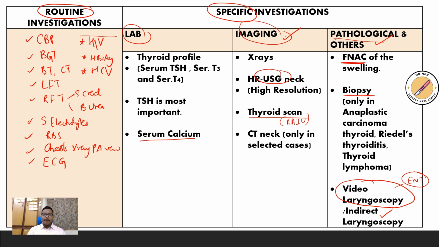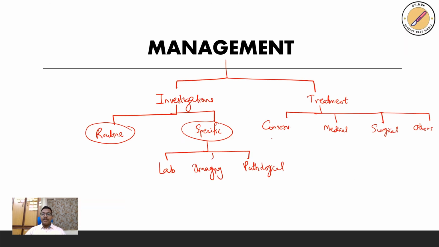So this is the basic pro forma of case sheet writing. After the investigations and all, you will go for treatment. As I have already told, these are the basic options we have: conservative, medical, surgical, and others. These others can include chemotherapy, radiotherapy, hormonal therapy or immune therapy, etc. There are many other subtypes. So these are the basic other treatment options we have. This is the basic introduction to case sheet writing.